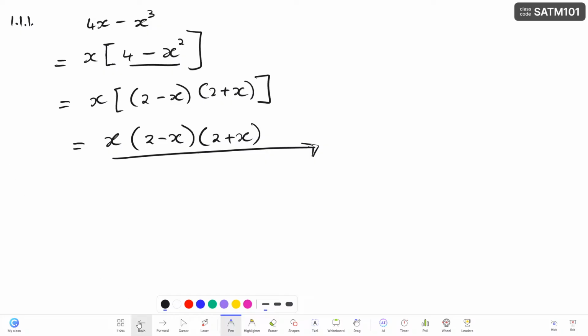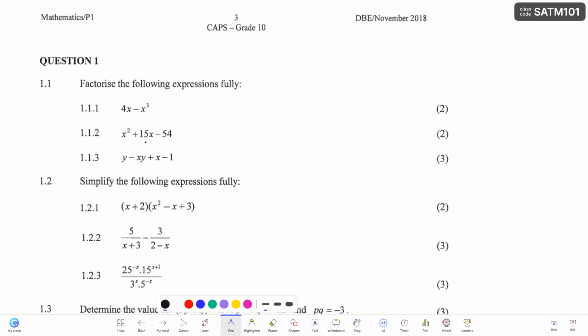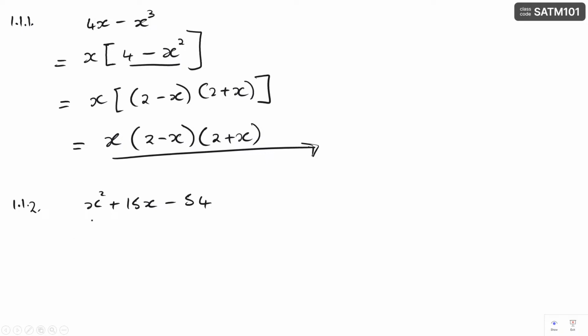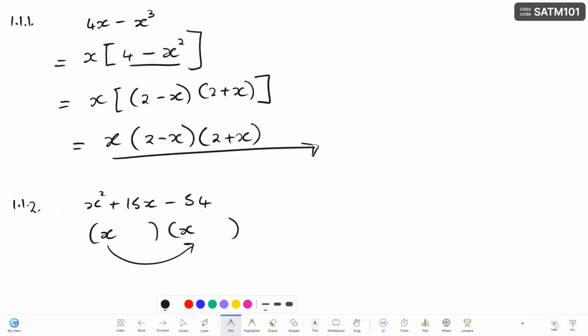So okay, let's go to 1.1.2. We're going to factorize this one: x squared plus 15x minus 54. To factorize this, the first thing we need to do is write two brackets like this. First step, we're going to put x here and x here. The reason is that when we multiply these two x's, it is going to give us x squared.